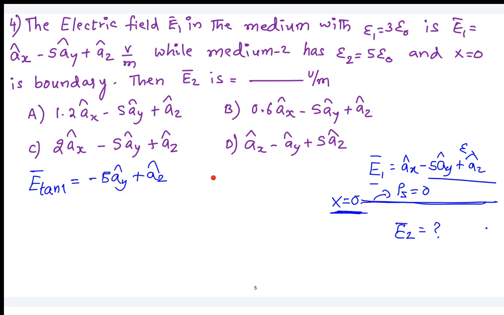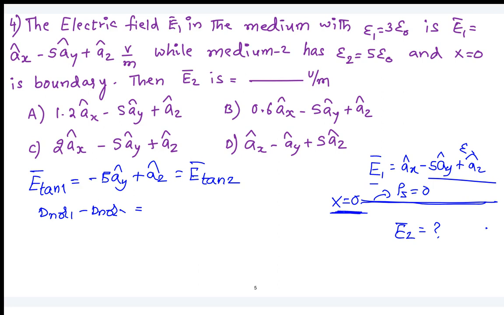And if you want to find the normal component, we had one more relation, D normal 1 minus D normal 2 is equal to rho s. So in this case, rho s will be 0 straight away. So D normal 1 is equal to D normal 2. So epsilon 1 E normal 1 is equal to epsilon 2 E normal 2. So then find the value of E normal 2.